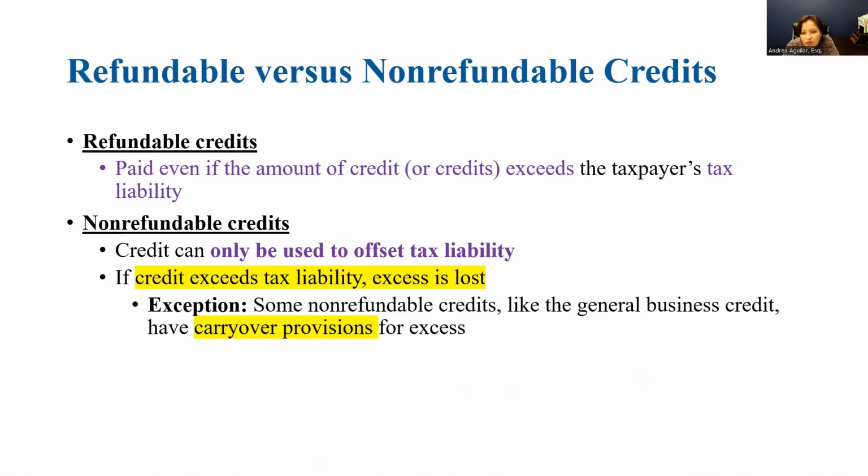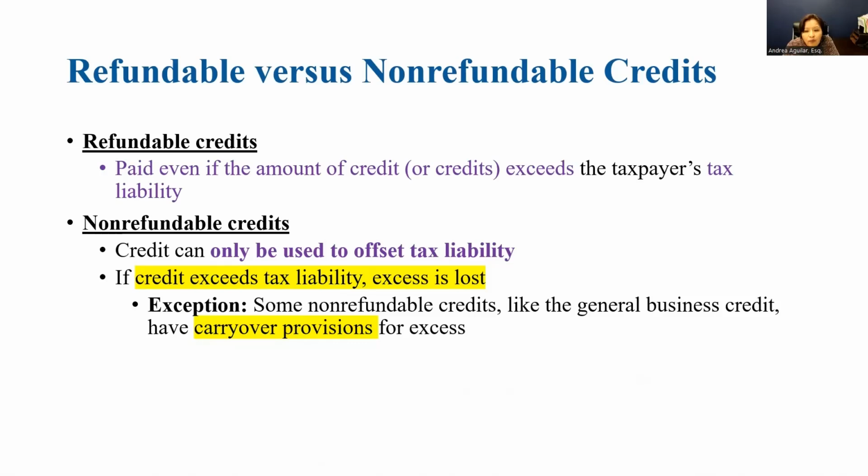So what is happening? What's going to happen with the $2,500? You can see there that the amount of the credit exceeds your tax liability. And if that is the case, the IRS will send you a check for $2,500. That's what it means.